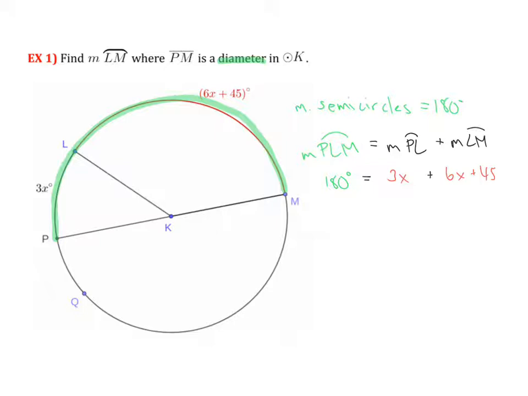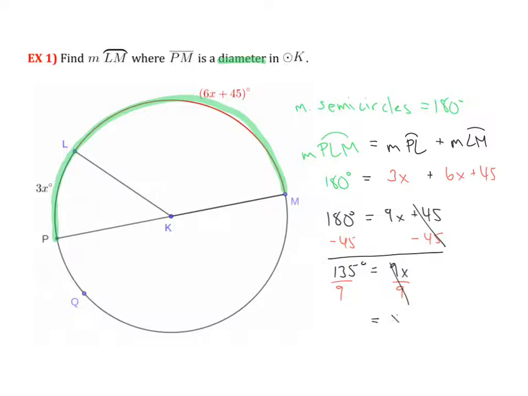Let's go ahead and solve for x using algebra. I'm going to go ahead and combine my like terms. So we get 180 degrees is equal to 3x plus 6x gives me 9x plus 45. I'm going to go ahead and subtract 45 on both sides, since what we're trying to do is solve for x right now. 180 minus 45 degrees is 135 degrees. And this is all equal to 9x. Final step, we need to divide on both sides by 9. My 9's on the right side cancel out, and I'm left with x is equal to 15.